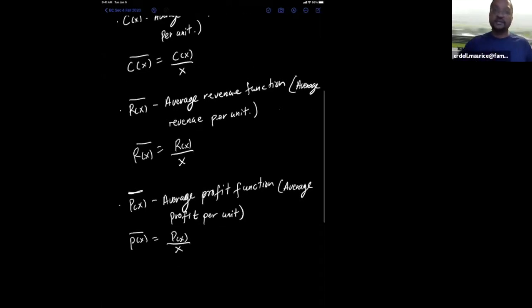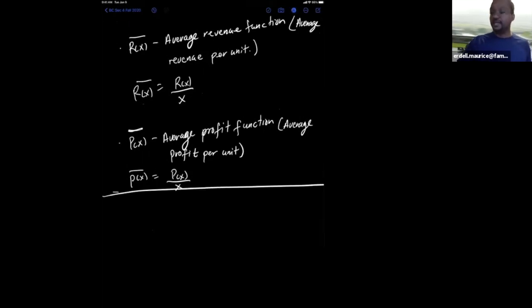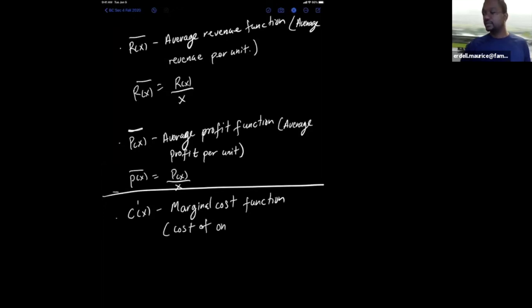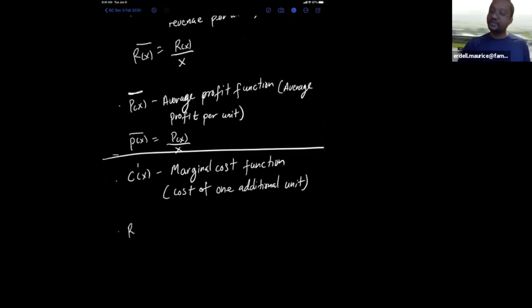Okay, and then we have a third class of functions. And this one has the derivative. So C prime of x, the derivative of the cost function, is called the marginal cost function. It is the cost of one additional unit. If we take the derivative of the revenue function, we get the marginal revenue function, and that's going to be the revenue of one additional unit.